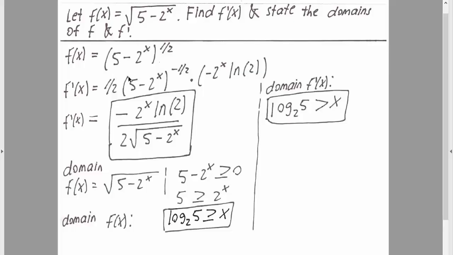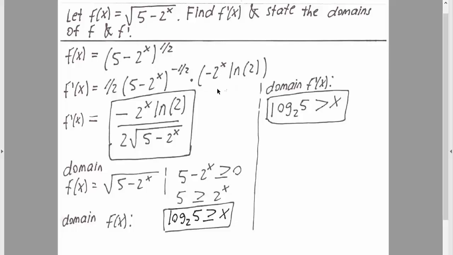And so when we use the chain rule, we will get, for the outside terms, 1/2 (5 minus 2^x). And then on the outside, 1/2 minus 1 gives us negative 1/2, times the derivative of the inside. 5 would be 0, but negative 2^x would produce negative 2^x ln 2.